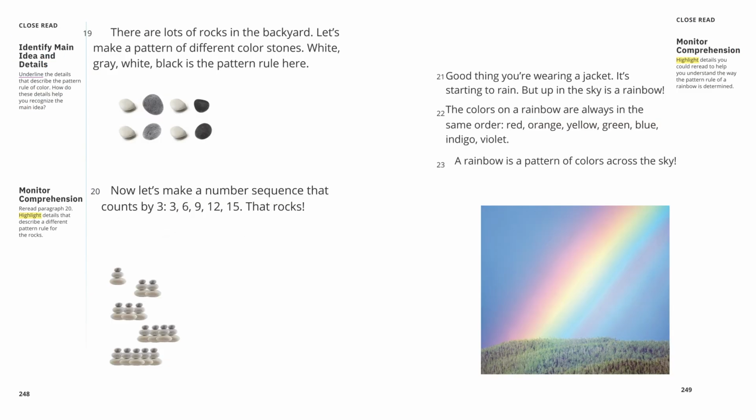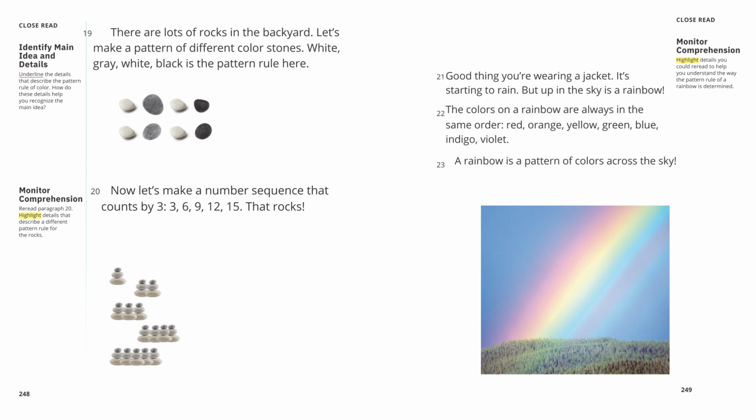There are lots of rocks in the backyard. Let's make a pattern of different color stones. White, gray, white, black is the pattern rule here. Now let's make a number sequence that counts by 3. 3, 6, 9, 12, 15. That rocks!